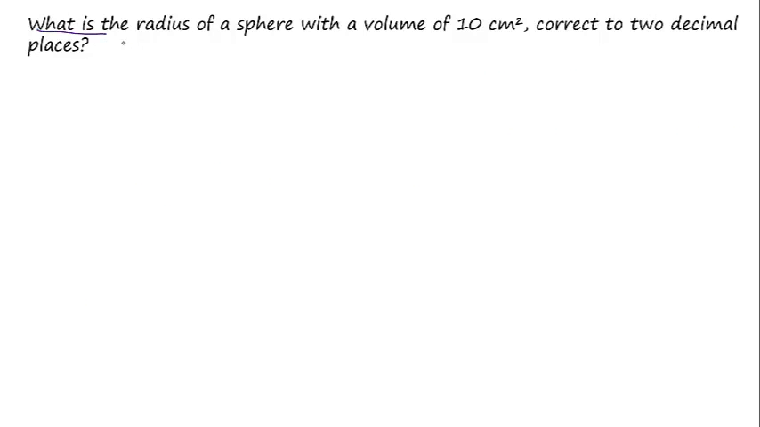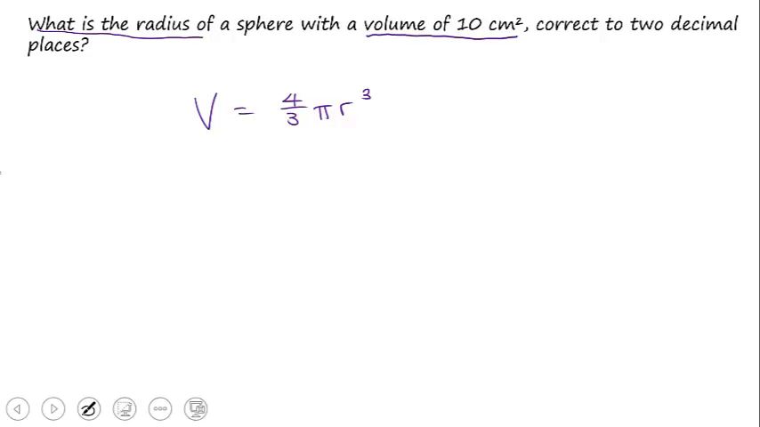Okay, this second question says, what is the radius? We need to find the radius of a sphere with a volume of 10 centimeters squared, correct to 2 decimal places. So in this case, I'm given the volume and I need to work out the radius. So let's start with the volume formula. Okay, and we know the volume is 10. So I'm going to substitute 10 in for V for volume.